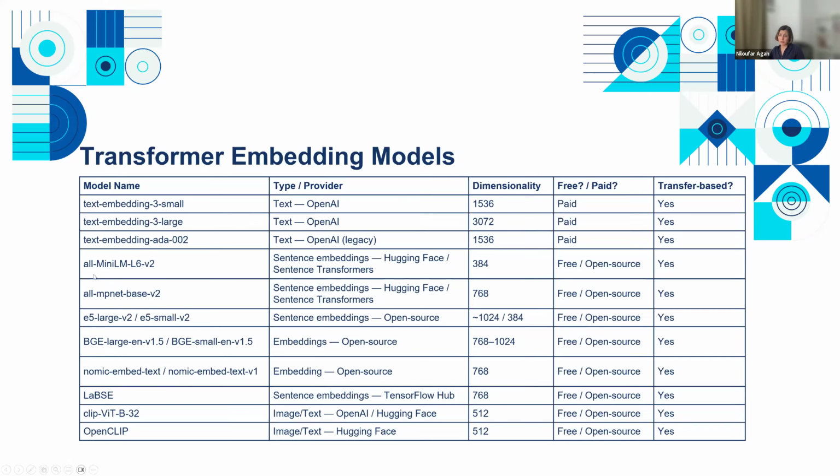In my project, I use all-MiniLM-L6, and the dimensionality is about 384. It works well, and it was free. So you can consider that.